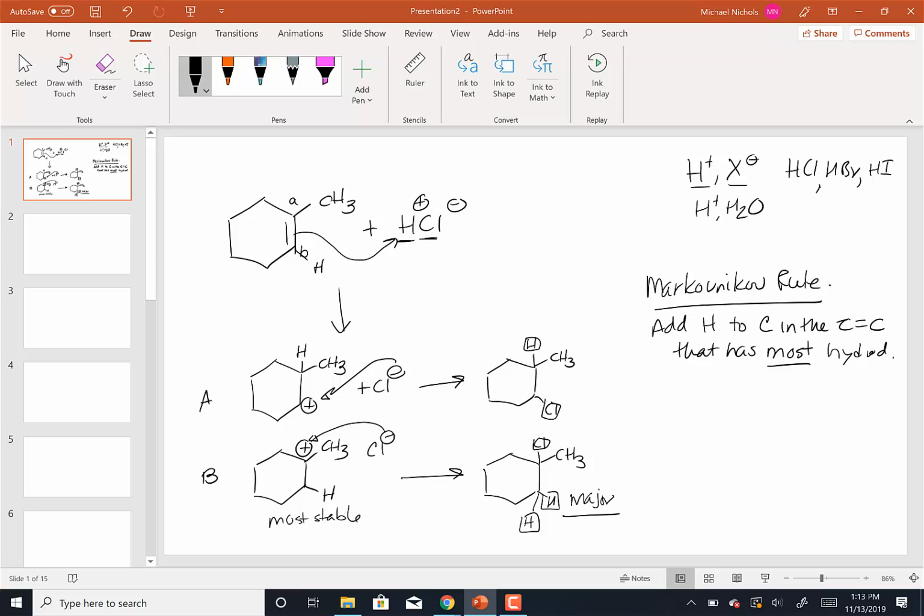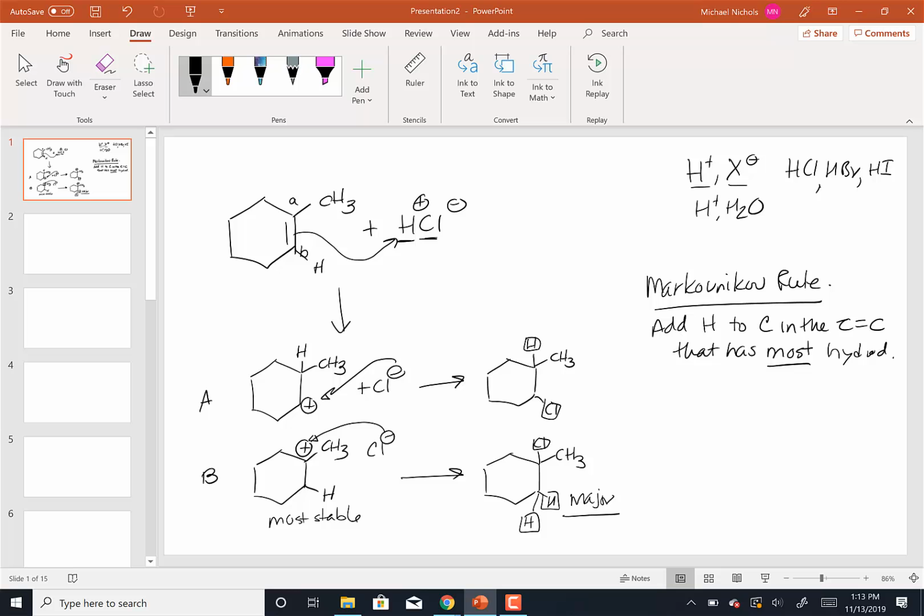Okay. So, what am I adding? HCl. How am I adding it? I'm adding it by Markovnikov addition, because I'm following Markovnikov's rule. Okay. So that was question number 2.